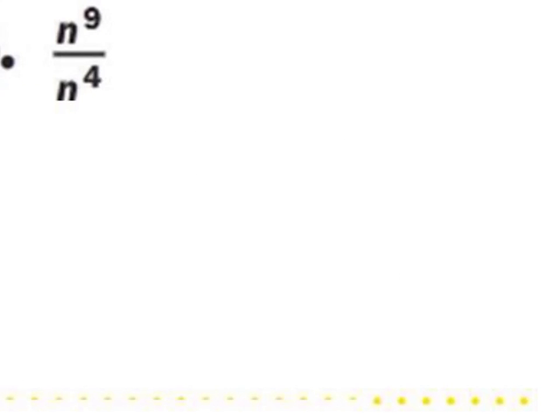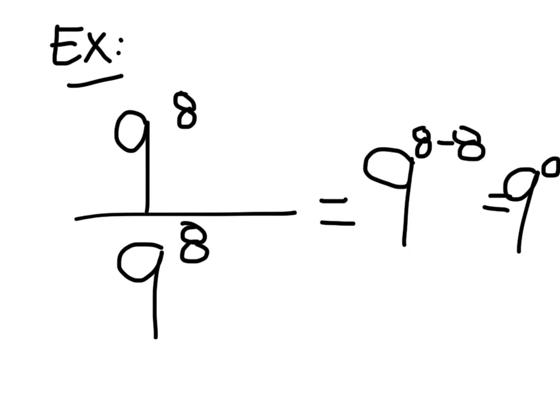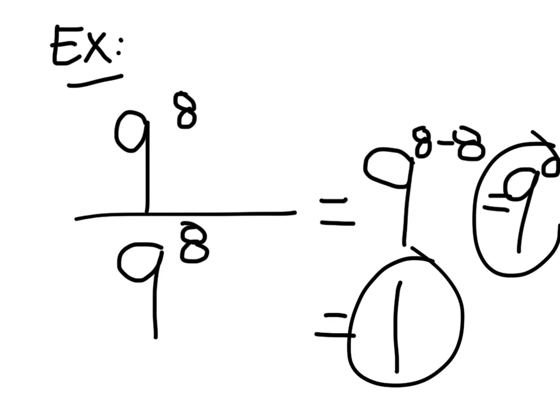All right, what's the answer for this one? N equals 5. N to the power of 5. Very good. If you ever have anything divided by itself, the answer is 1. I'm sorry, it's 1. The answer to this is 1, but I would accept this or this. They mean the same thing.